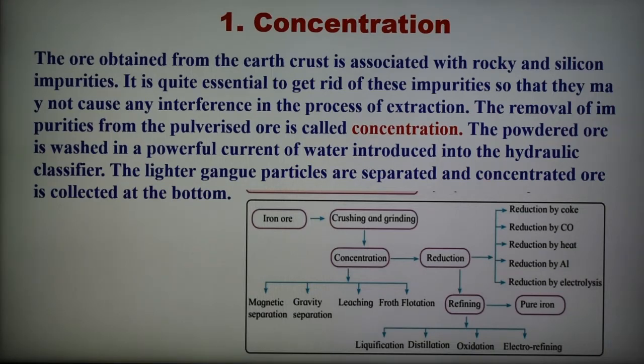Before going to concentration, we have to crush or grind the ore, because most of the ore obtained from the earth crust is in the form of lumps. These lumps have to be converted into powder form, so that chemical changes which have to take place at the later stages may become convenient. The lumps are broken into small pieces in the jaw crusher, or they are further pulverized in a stamp mill or ball mill. So we have to grind it and make it powder first of all, and after making powder, concentration can be carried out.